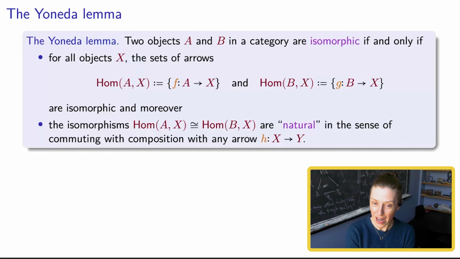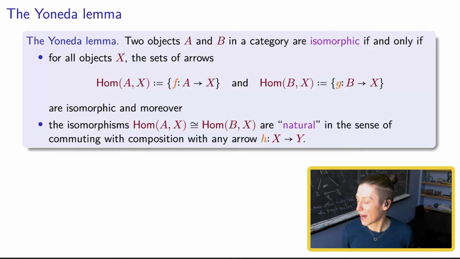So for each object X, we have an explicit bijection between arrows from A to X and arrows from B to X. So in particular, for a different object Y, I would have another bijection for arrows from A to Y and arrows from B to Y. These bijections are in particular functions, so it's a process of taking an arrow from A to X and converting it into an arrow from B to X.